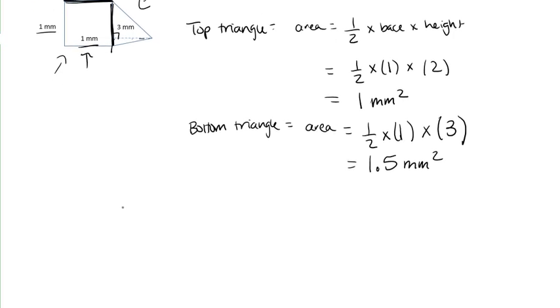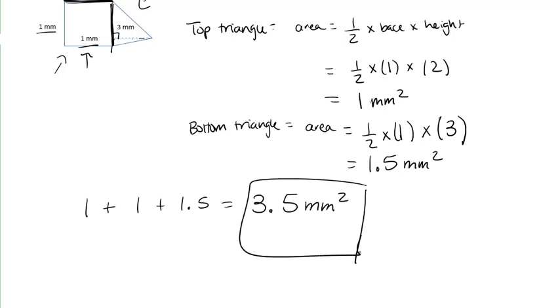So our last step is to add all of them together. So we have 1 plus 1 plus 1.5, which is equal to 3.5 millimeters squared. And this would be our final area of the whole shape. Let's go ahead and look at another example.